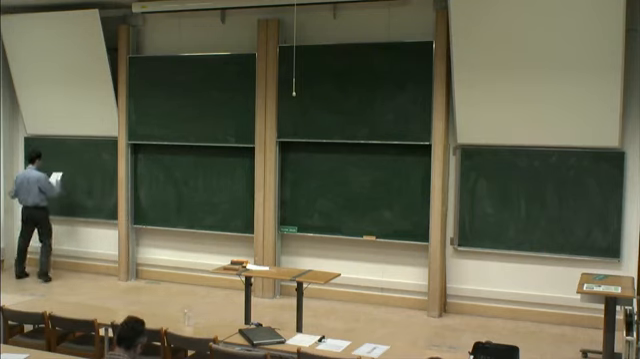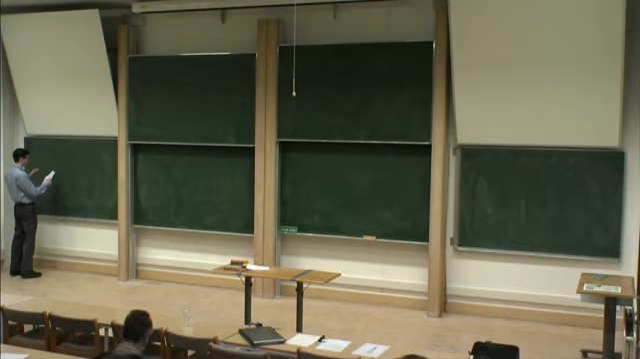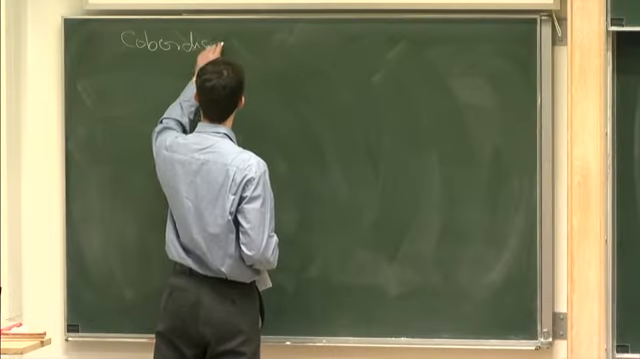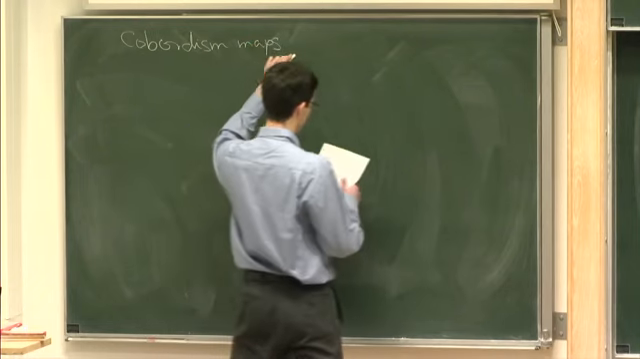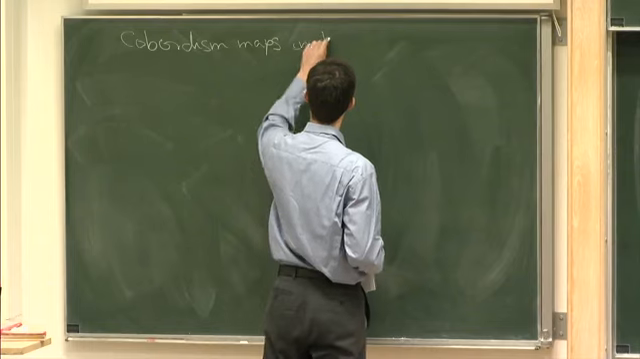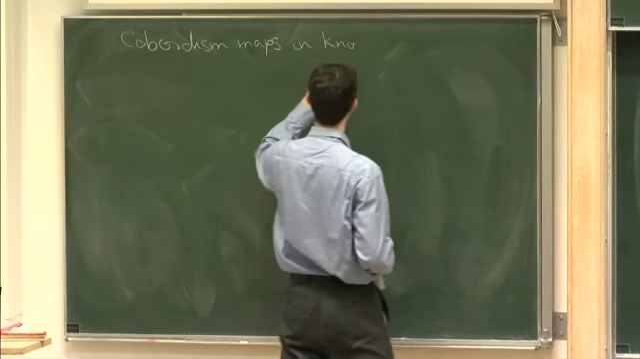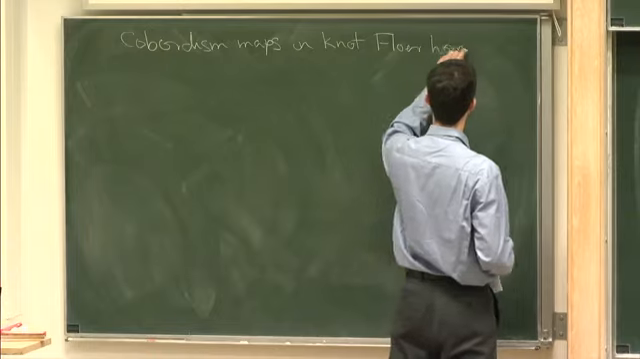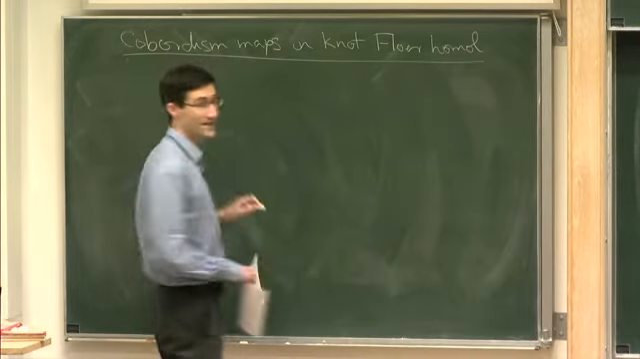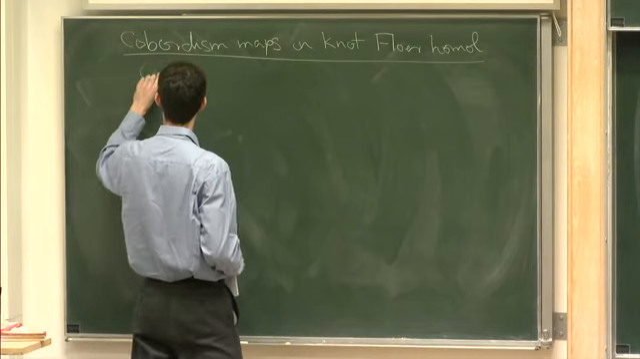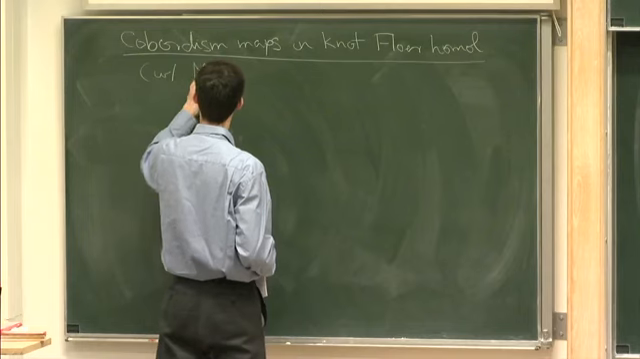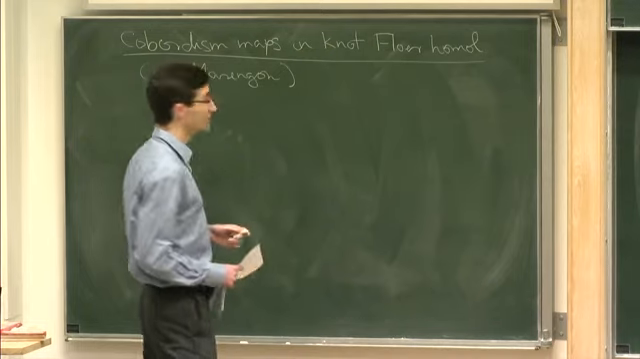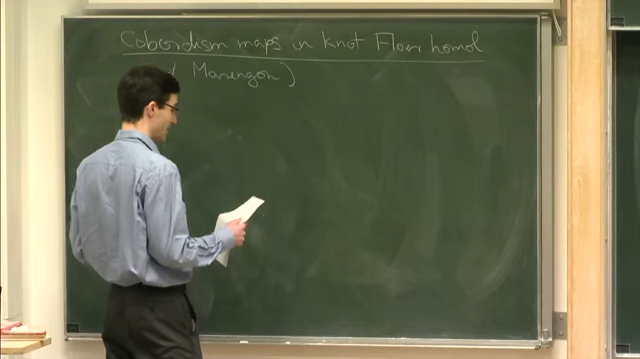So I'm going to talk about cobordism maps in knot Floer homology. And here I also think of link Floer homology. And as Dorothy mentioned, this is joint work with Marco Marengon, who's here. So I'm first going to define what a decorated link is.